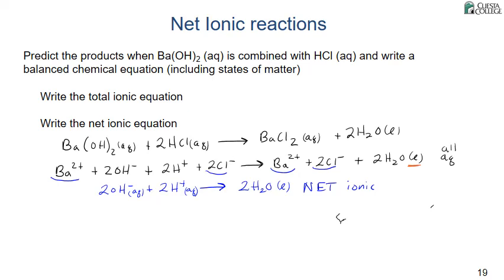Since this net ionic equation isn't balanced exactly the way we'd like an equation to be balanced, because the coefficients are all 2, this could be rewritten as OH minus plus H plus goes to H2O. So this would be the most correct form of the net ionic equation.